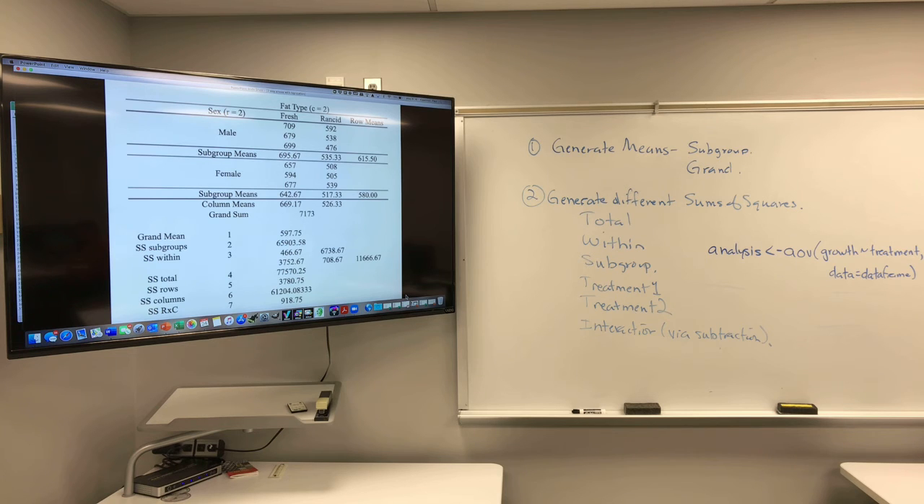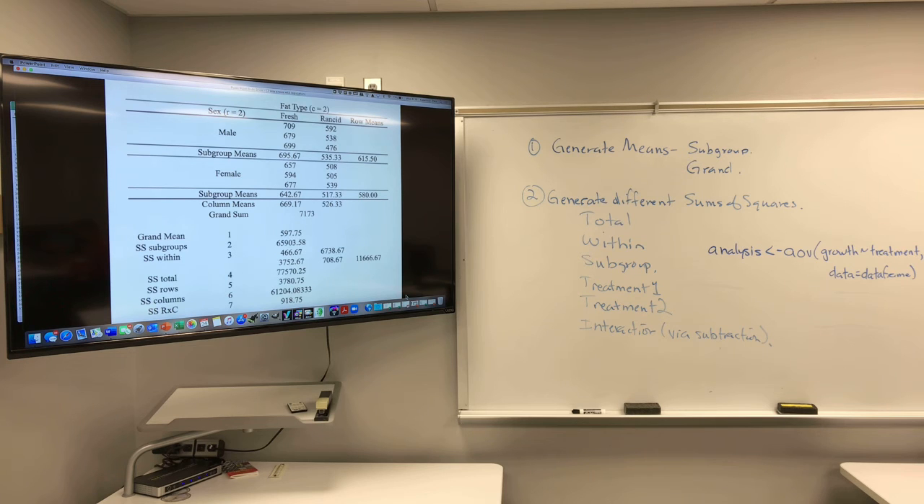So you want the sum of squares within for the entire data set. What makes it within is that you're looking at how these vary from the subgroup mean, how these vary from the subgroup mean, how these vary from the subgroup mean.